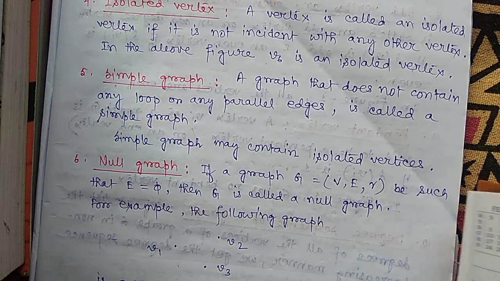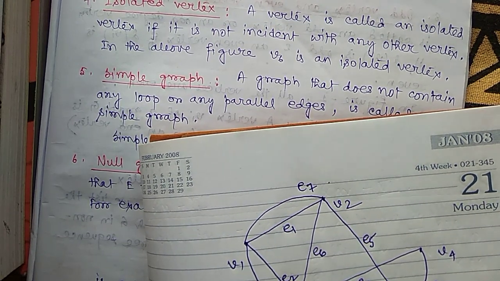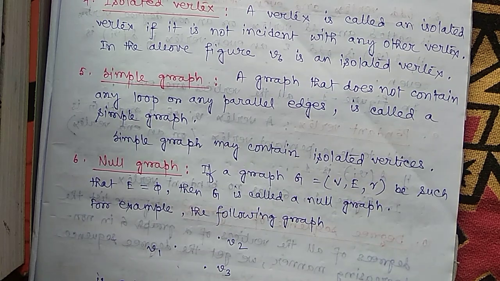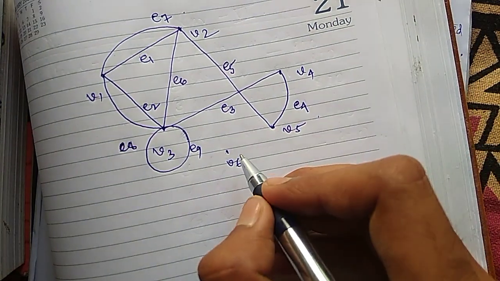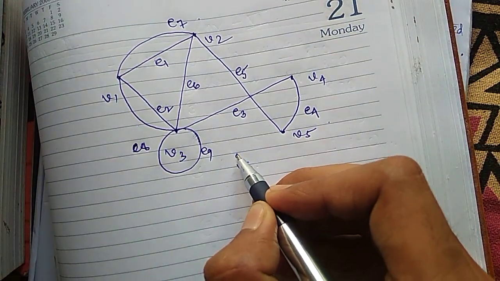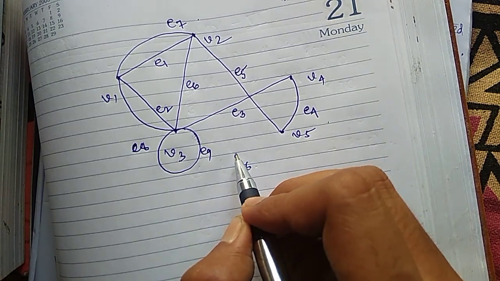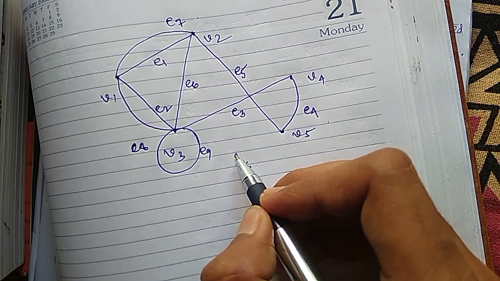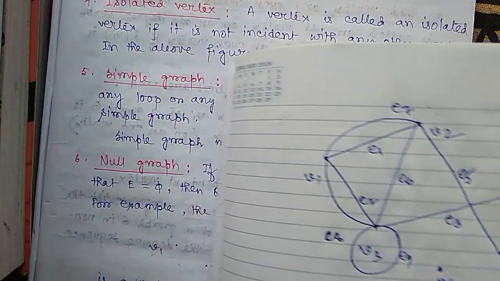Okay. Next, isolated vertex. A vertex is called an isolated vertex if it is not incident with any other vertex. In this figure, I missed it: v6. v6 is not incident or adjacent with any other edges. So here v6 is an isolated vertex.